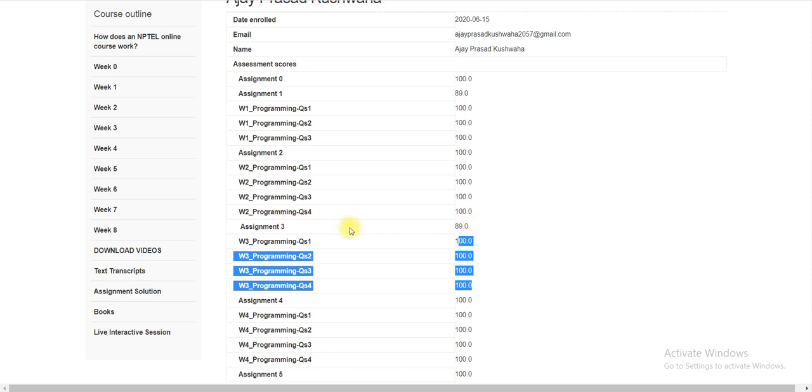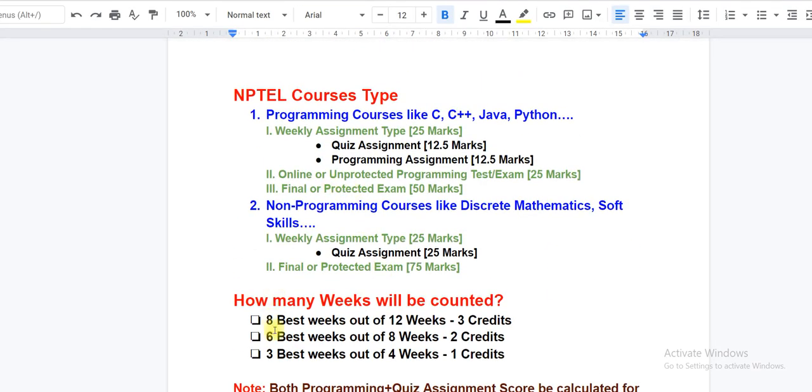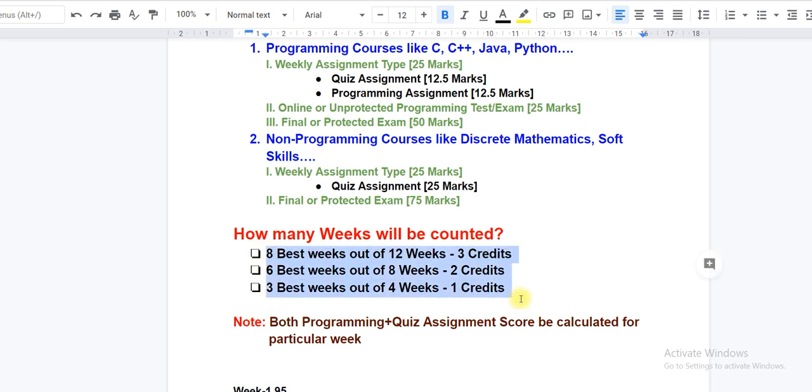Like that, NPTEL will calculate each and every week, and after that NPTEL will pick the best week out of this condition. Out of this condition, how many weeks does your course have? Based on that NPTEL will pick, and then you will get marks based on that.